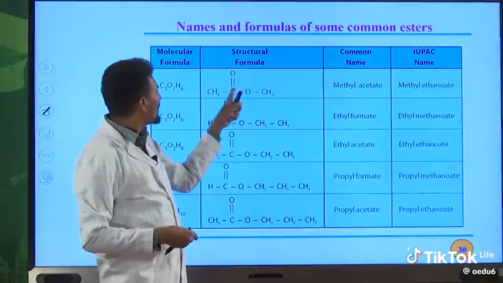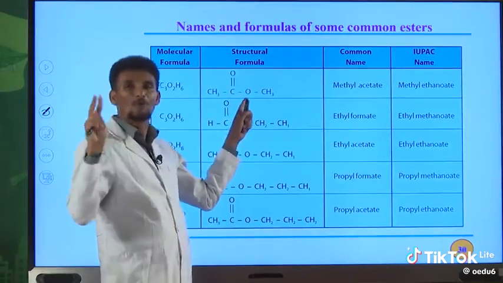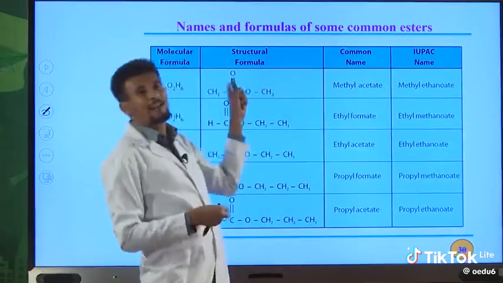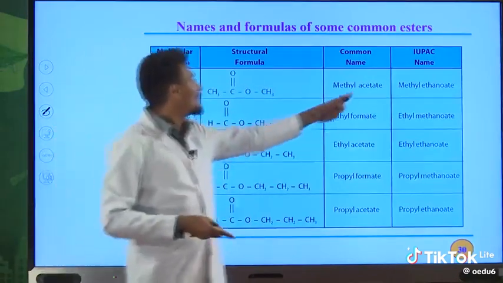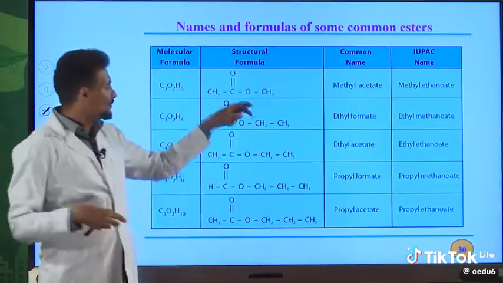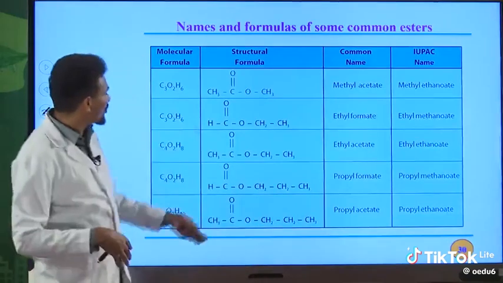So this is methyl. The common name of the carboxylic acid that contains 2 carbon atoms is acetic acid. Methyl acetate is the common name for this organic compound. Methyl ethanoate is the IUPAC name for this compound, and then you can also see the common names as well as IUPAC names of these organic compounds.